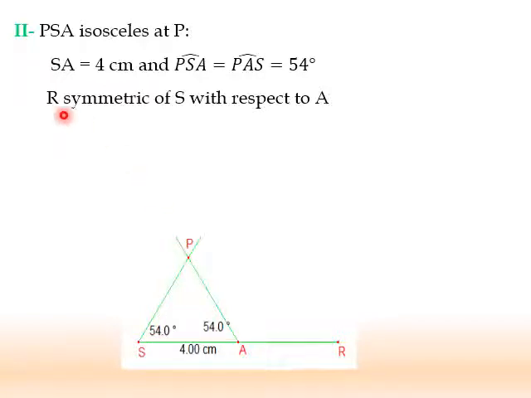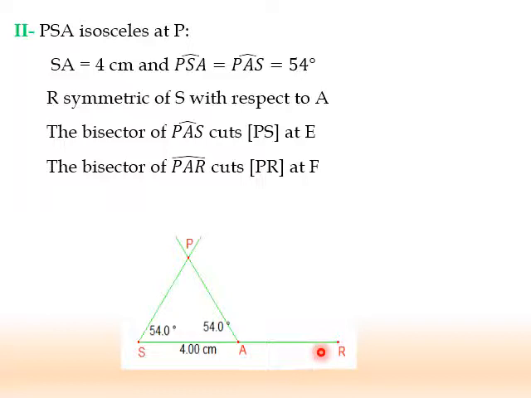Now, R is symmetric of S with respect to A, so A is the midpoint of RS. When I talk about symmetry, then I have to draw AR. What's the length of AR? R is symmetric of S with respect to A. It means that A is the midpoint. So since SA equals 4 cm, then AR equals 4 cm.